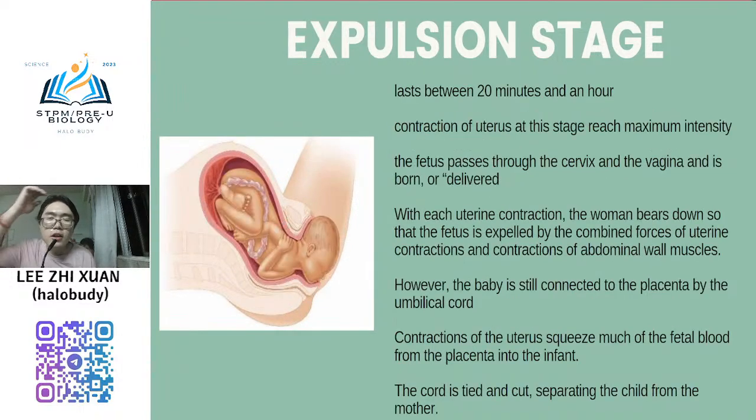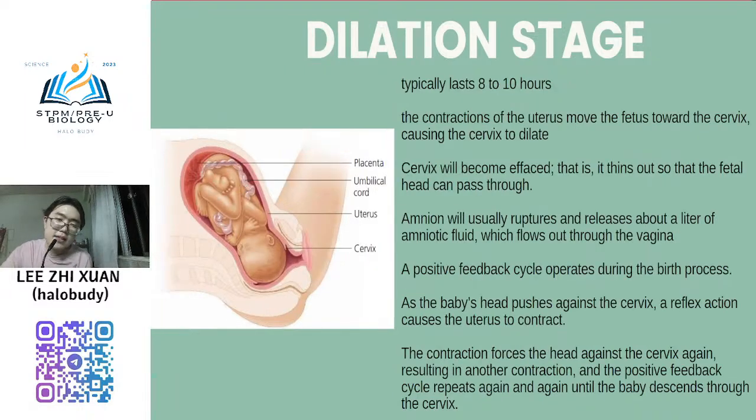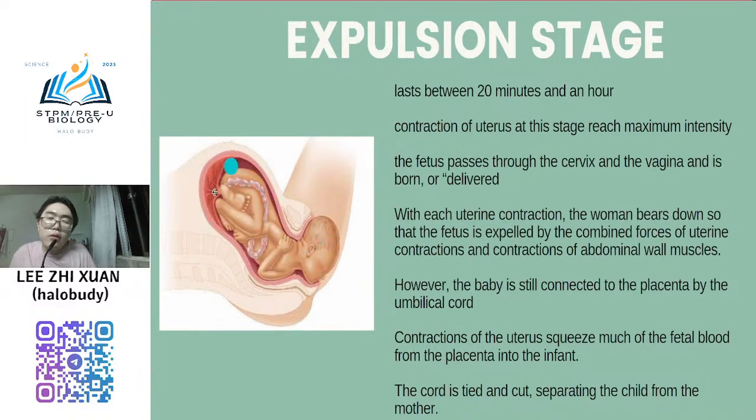Okay. So in the expulsion stage, this is the maximum intensity of your uterus contraction, meaning that your uterine wall starts to contract at maximum intensity, wanting to totally push your baby out from the uterus, through the vagina. This earlier part is just that your head is coming out only, dilating your cervix so that your head can come out. When your head is coming out, your uterine wall starts to totally push your baby out from the mother's body, from the vagina. So the fetus passes through the cervix and vagina and is born. So this stage is already delivery. Your baby will totally be delivered.